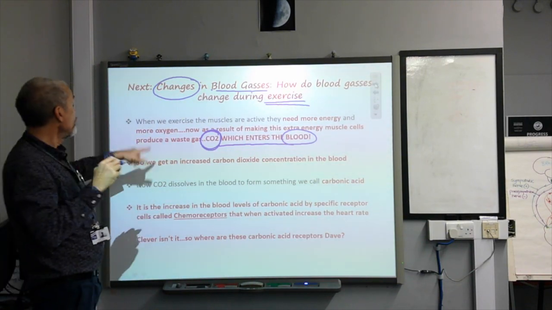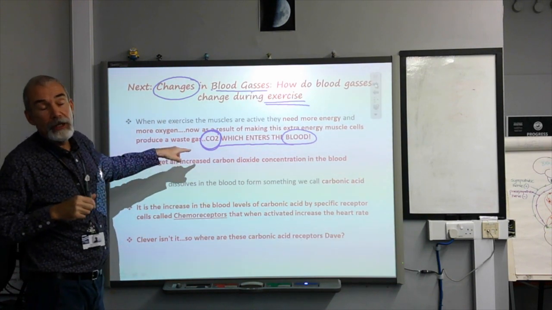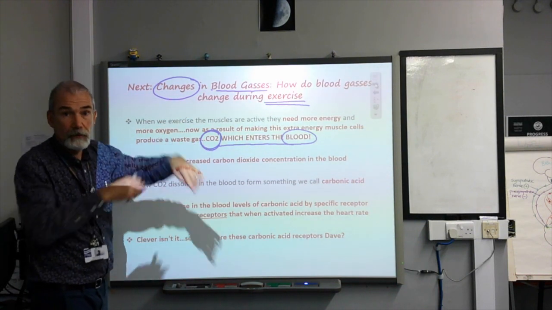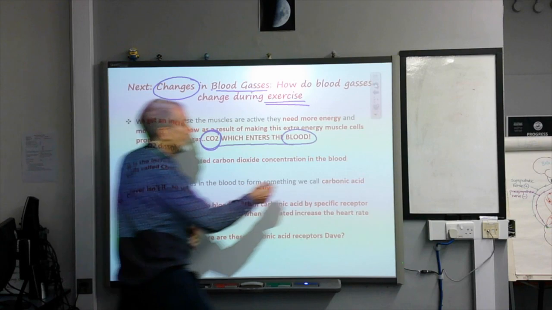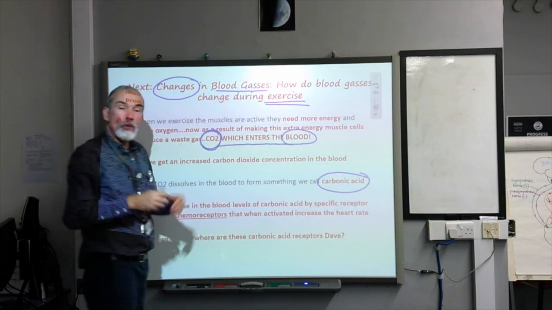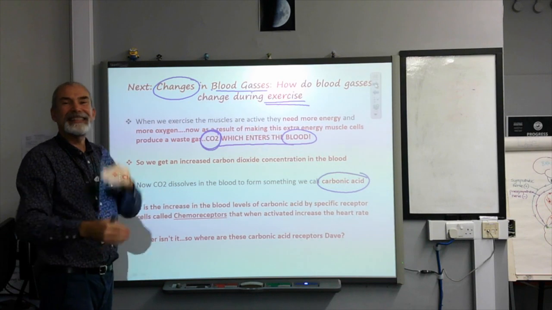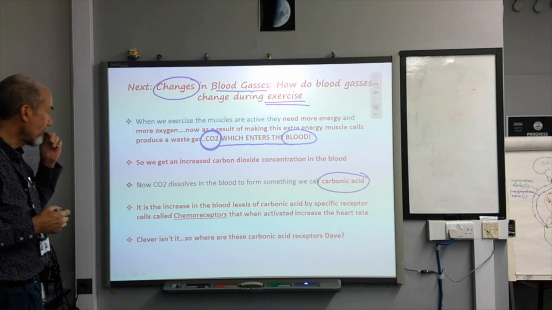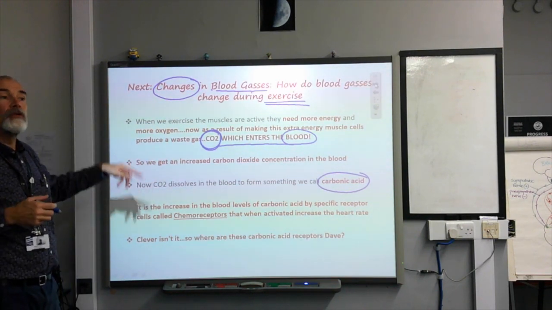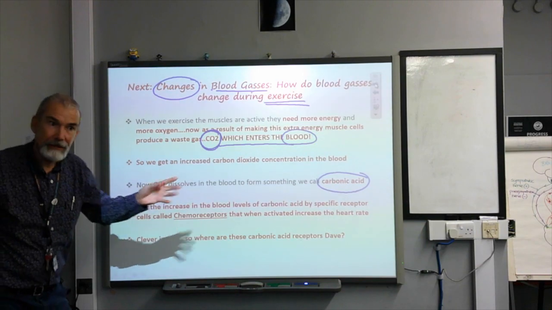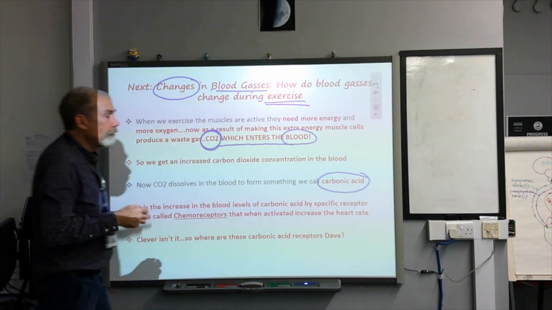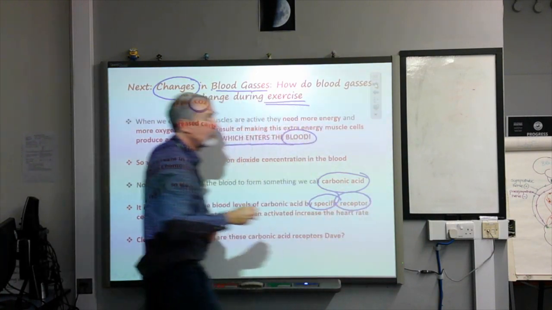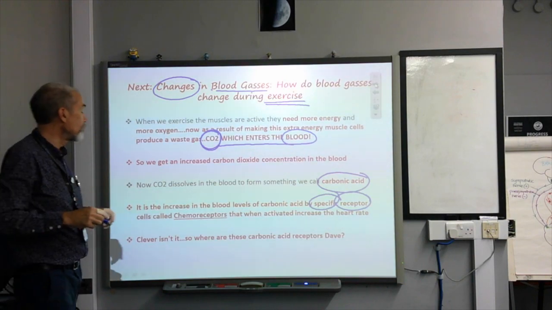Now, the issue is, as we start to build up an increased concentration of carbon dioxide in the blood, that carbon dioxide dissolves in the blood, forming something which we call carbonic acid. So we don't actually move carbon dioxide as a gas in the blood, it dissolves in the plasma of the blood to become carbonic acid. Now, when the levels of carbon dioxide in the blood, carbonic acid, are building up, the increased carbonic acid is detected by specific receptors. And we're going to look at where we find these receptors in a minute.